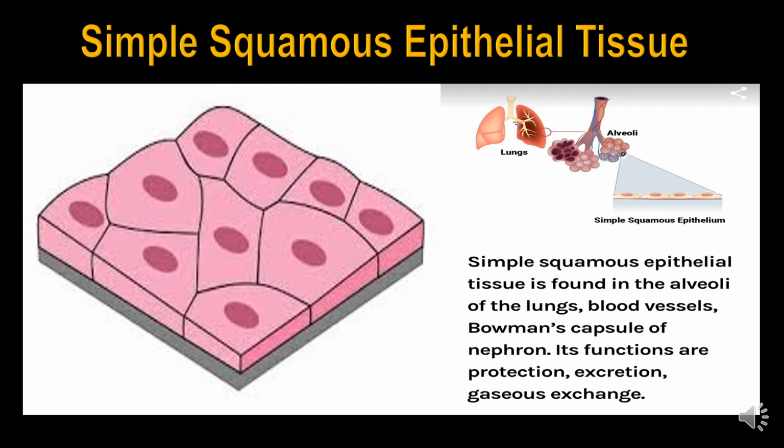In lungs, alveoli and blood vessels, it is basically responsible for exchange of gases, as the single layer of cells provides a surface through which the gases can exchange. And this simple squamous epithelial tissue is also present in the lining of our mouth.